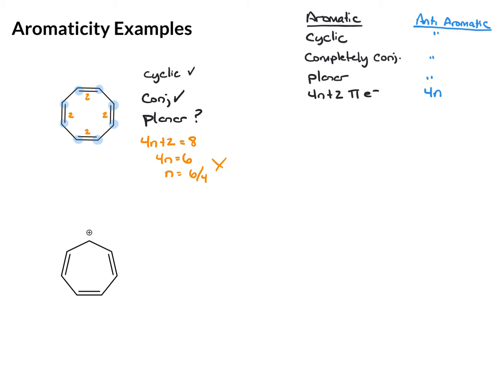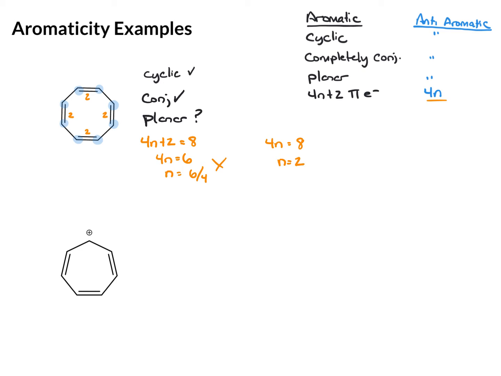Next, we want to decide, could it be anti-aromatic? So what we want to do there is try the same equation with 4n. So do 4n equals 8, n equals 2. That gives us an integer number. But it's still not as easy as just immediately saying it's anti-aromatic. So yes, the 4n rule is met, but we still haven't answered the question of planarity.